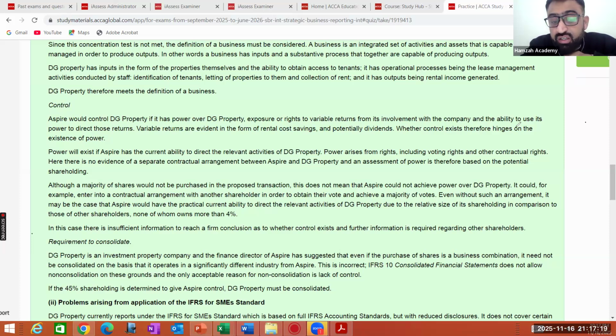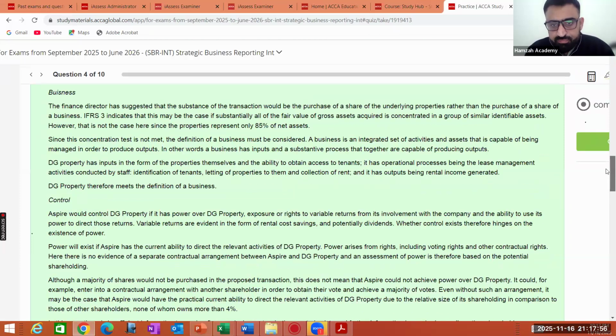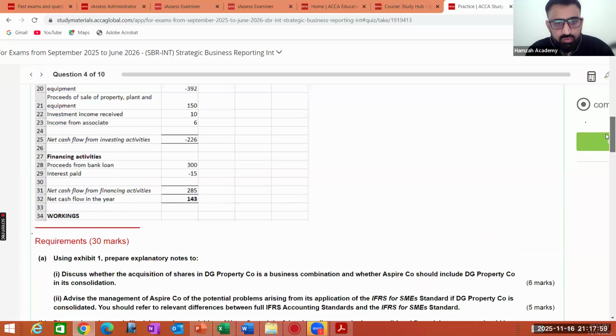Now, if we conclude that they have control, then it must be consolidated. There is no exemption from the consolidation. And if we conclude that we do not have control, then there is no need for consolidation. In that case, it would be treated as an associate. So that would be the test of the definition of the business and the control.